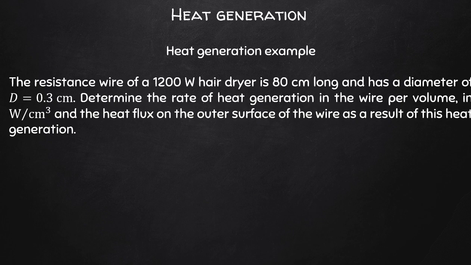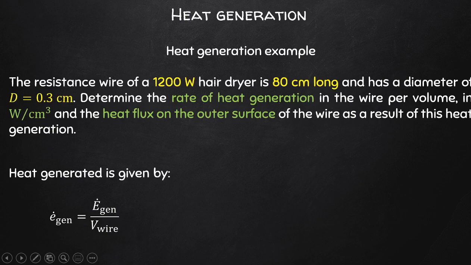Alright, so we are told that a wire generates heat through electrical resistance, and we need to quantify this in two ways. We are told that the wire is 80 centimeter long and it is 0.3 centimeter thick according to the diameter, and that this wire discharges 1.2 kilowatt of energy. Okay, we define the heat being generated by the following equation, and this is per volume.